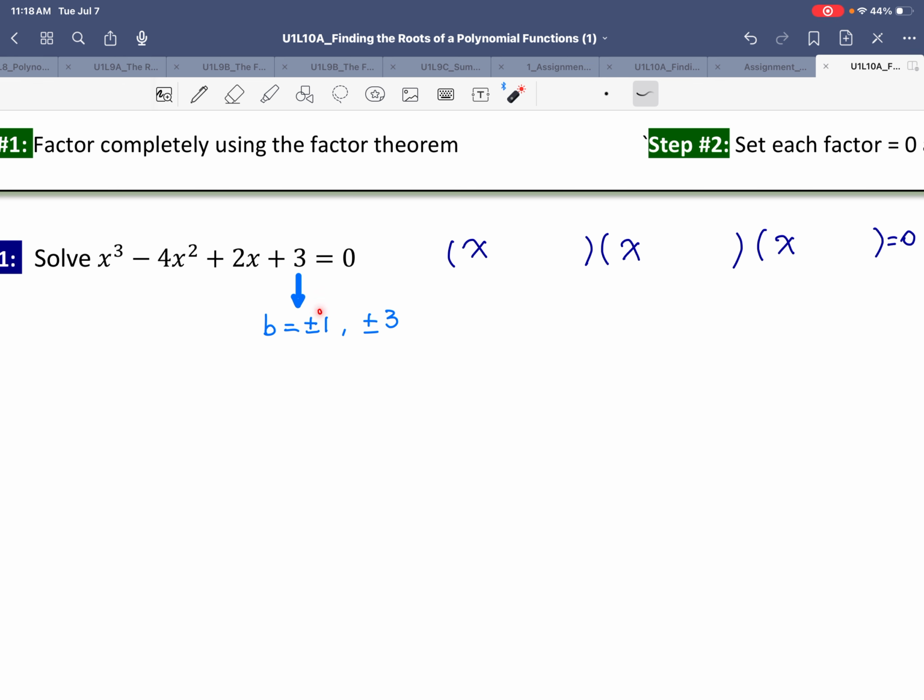And for these values of b to be part of each factor, they have to give the polynomial a value of 0. So we're going to start with the value of the function at 1. And we're going to say that that would be equal to, I'm just going to set this up and substitute just the value of b.